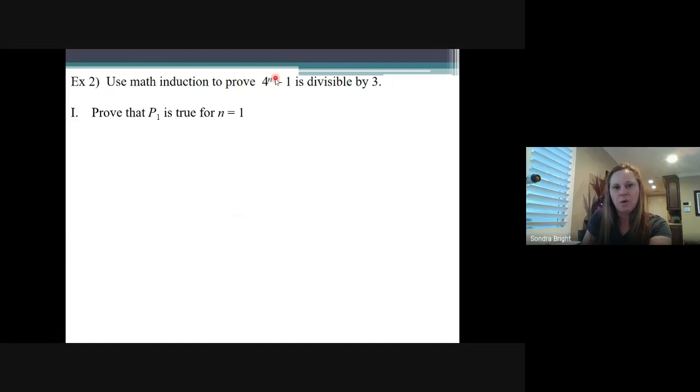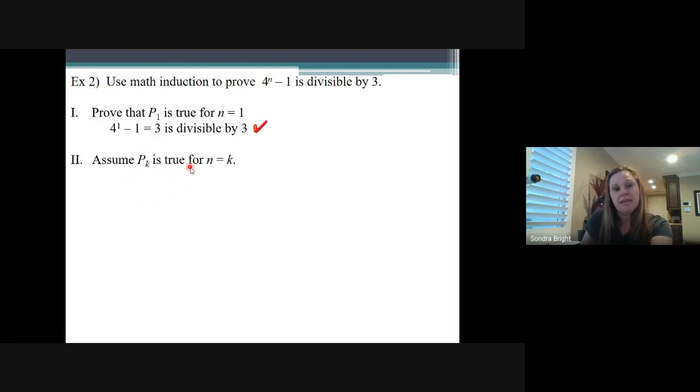All right, let's prove it's true. When you plug a 1 into n, you would get 4 to the power of 1 minus 1. And we want to know, is this divisible by 3? Well, that's equal to 3, which is definitely divisible by 3. And so, yep.